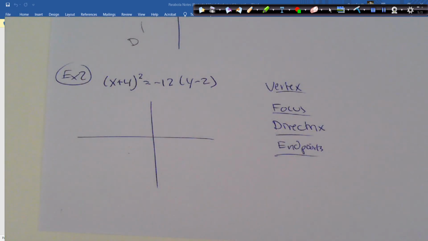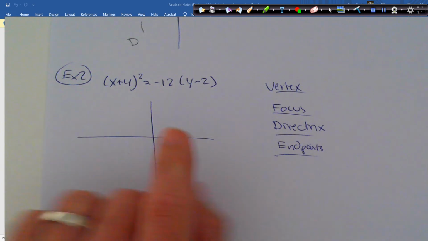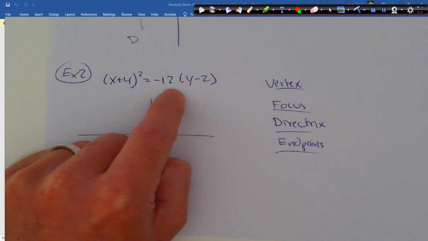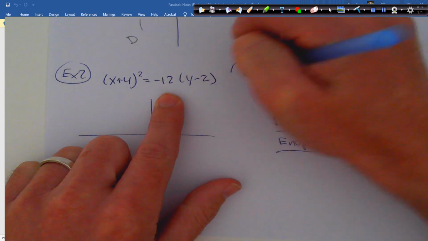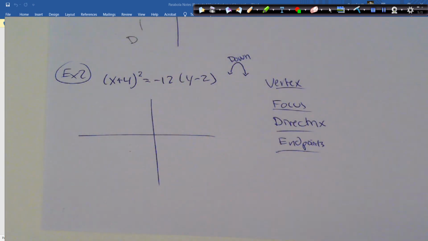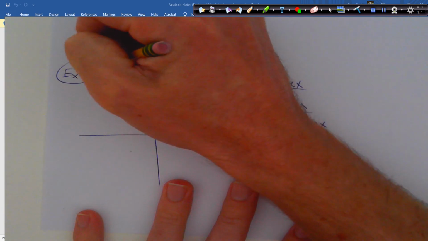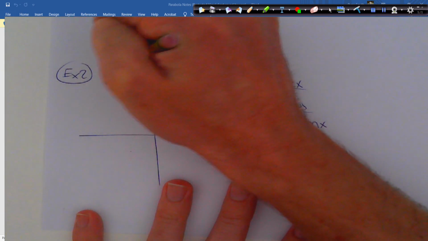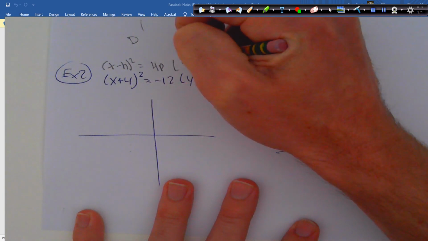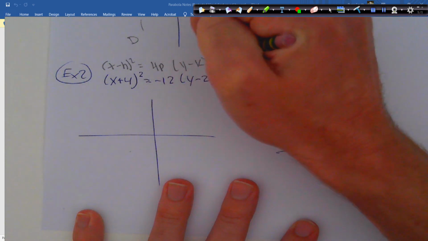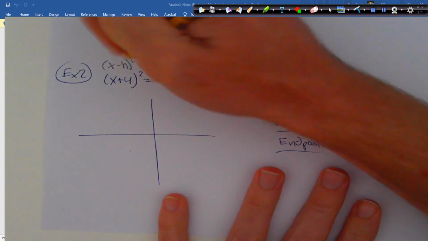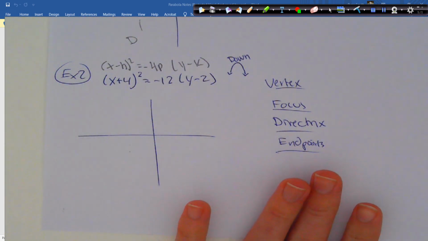Okay, so here's our next one. Here we see x is being squared, which means it's going to either go up or down, and this is negative. So this means we're going to have a downward facing parabola. Before we pull out our vertex, let's write what it would be. It's x minus h squared, so h always goes with the x, equals 4p times y minus k. Now, since it's going down, it's actually a -4p. P can never be a negative distance anyways, which we'll get to.